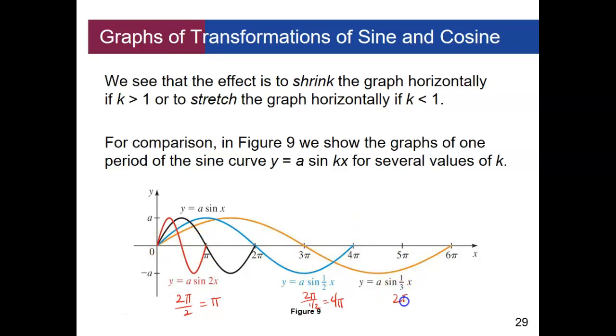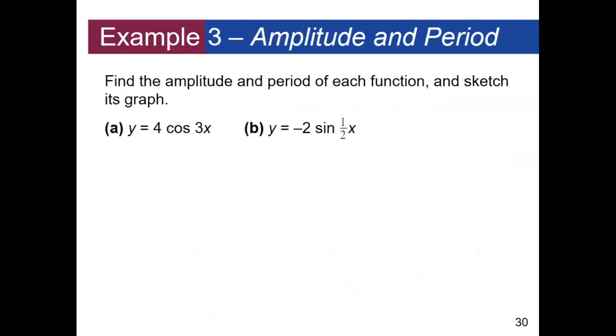And here, if I do 2 pi over 1/3, I'm going to get 6 pi. So it takes me all the way out to 6 pi before I get to see one whole sine graph that's being shown. The good news is cosine works identical, so we don't really have to differentiate between the two.